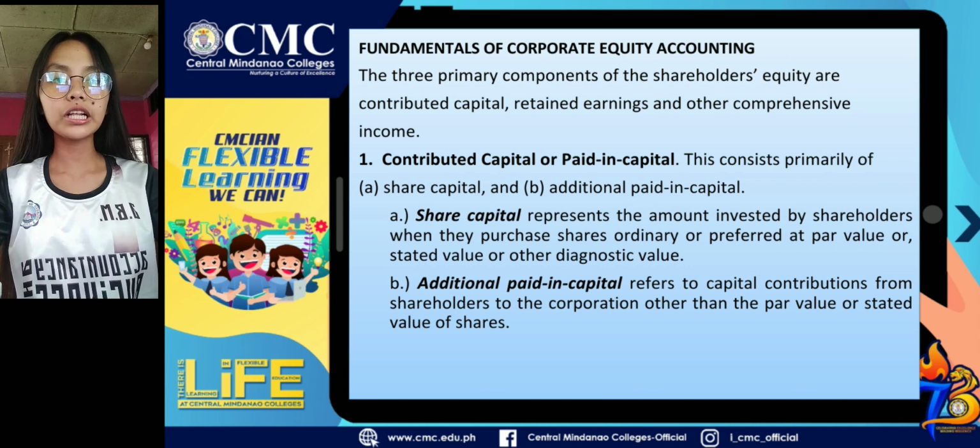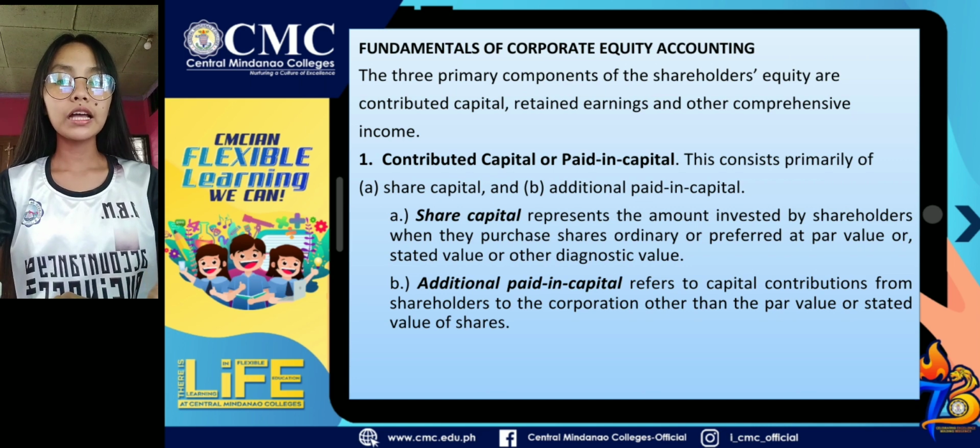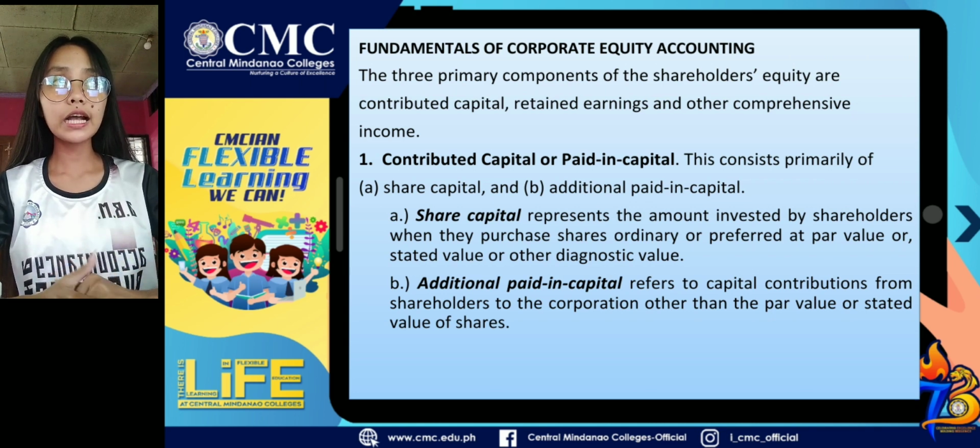value or stated value or other designated value. So, ito lang share capital, ito yung pera or yung amount na ininvest ng isang shareholder sa isang company noong nag-purchase sila ng isang share. Preferred at par value. So, when we say par value naman, ito yung stated value or yung fixed na value ng isang shares or pwede din ng isang stocks or ng isang bonds.